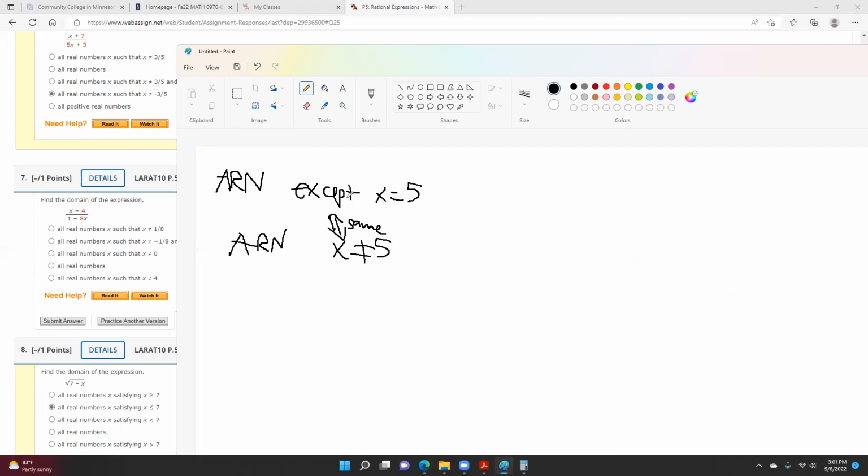The word except means you cannot have it, which is the same as not equal to. Got it. They are the same. This except x equals 5 and x not equal to 5, potato, potahto, same. Don't worry about that. Okay, all right, I take this. Thank you. What else?